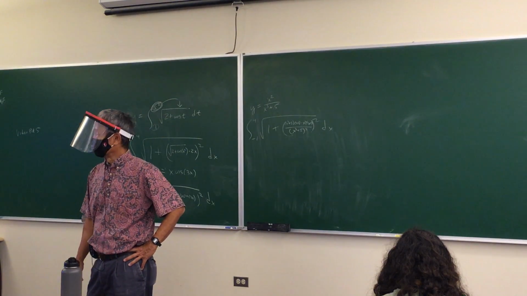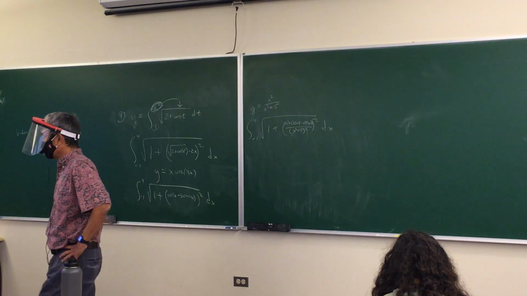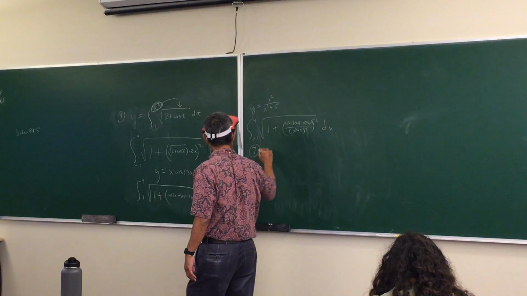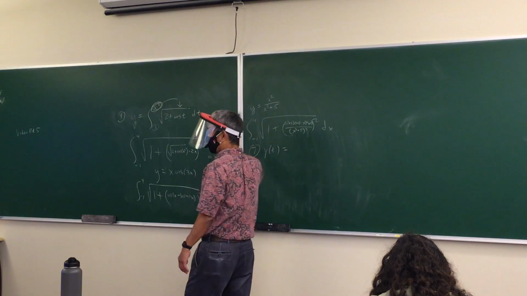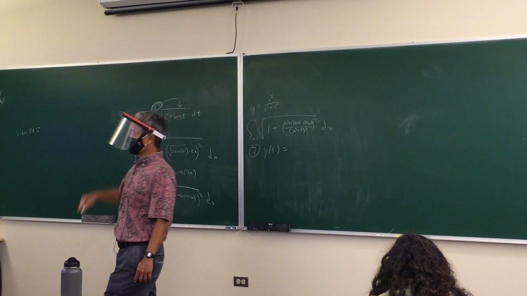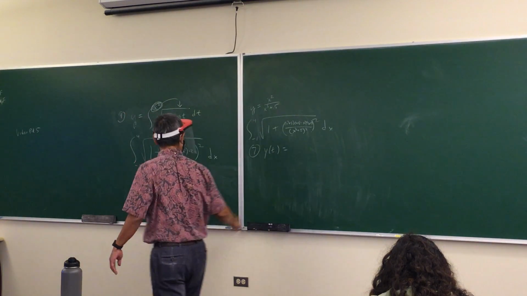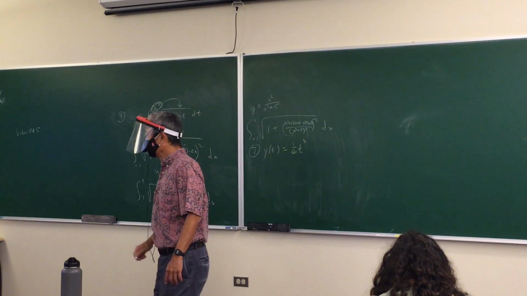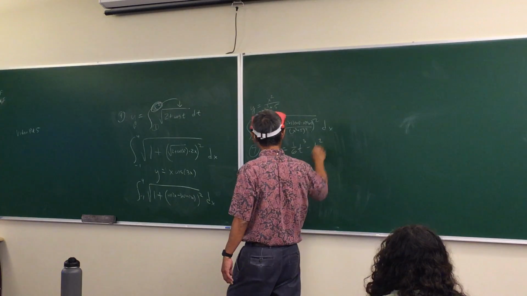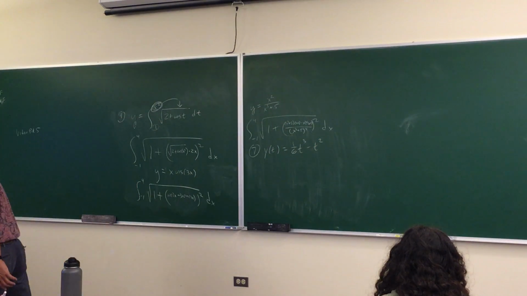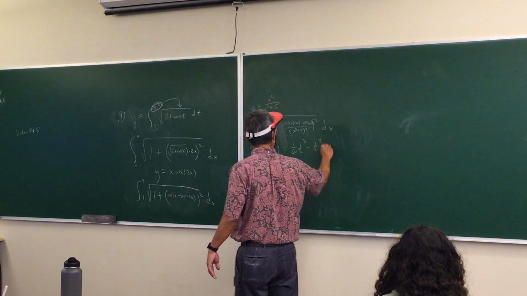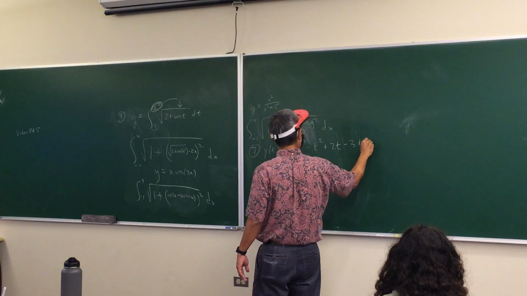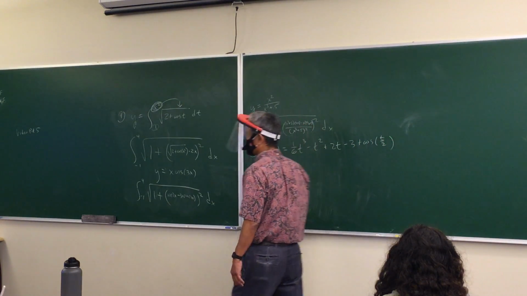Number 7, the position of the particle is given by the equation. So that means it's moving on the y-axis, so it's going up and down like this. y equals 1/6 t squared plus 2t minus 3 plus cosine t over 2. Okay, so that's the position.